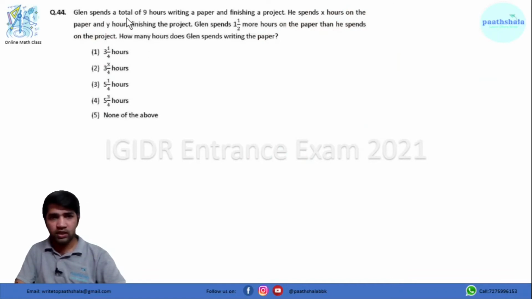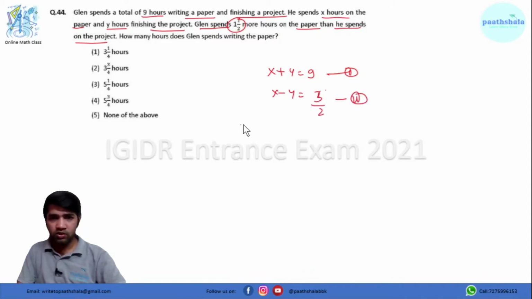The question says Glenn has spent 9 hours writing a paper and finishing a project. He spent x hours on the paper and y hours on finishing the project. Reading these two lines, you will get your first equation as x plus y equals 9. Next it says Glenn spent half an hour more on the paper than he spent on the project. So the difference between these two will come out to be 1.5, that is 3 by 2. This is your equation 2. Now you have to find how many hours Glenn spent on writing the paper. Writing the paper, he spent x hours. So basically we have to find the value of x.